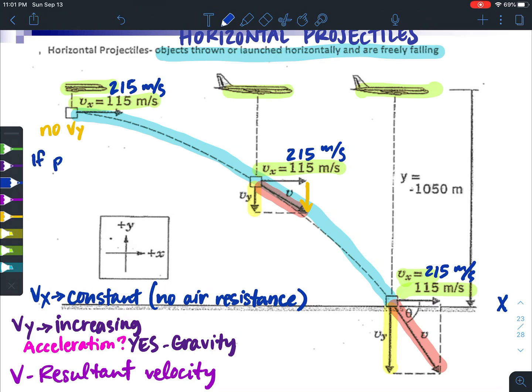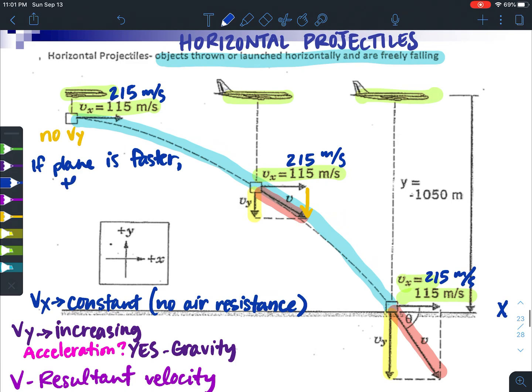Okay, so if the plane is faster, then we will see an increase in delta x. And that's really all that we see change. Time does not change, Vy does not change, it's just delta x, and it's because it can go further in the same amount of time.